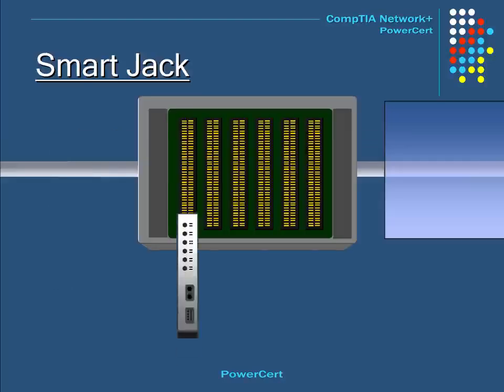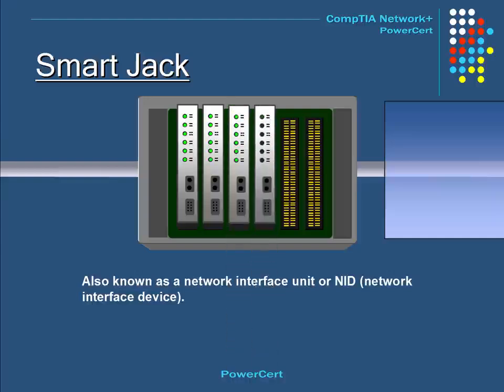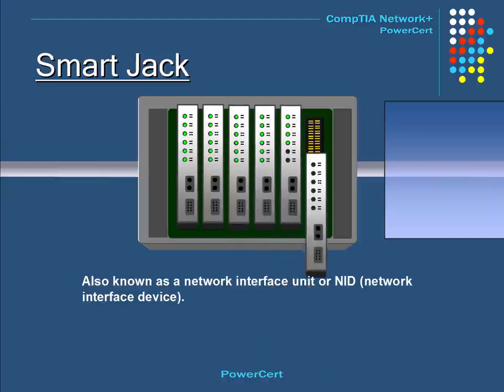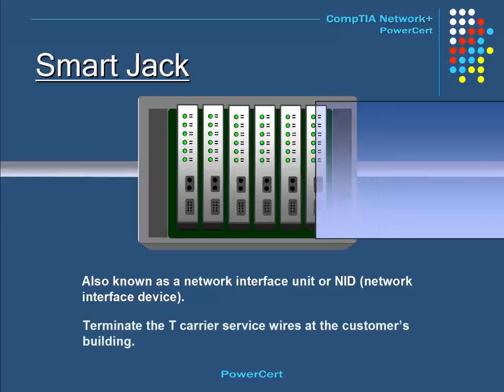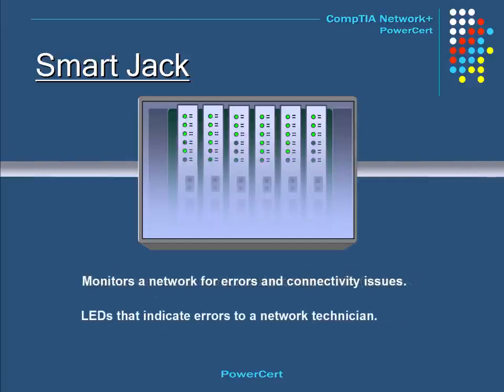A smart jack is also known as a Network Interface Unit, or NIU, and it's often located at the demarcation point, and its job is to terminate the T-carrier's service wires at the customer's building. In addition, smart jacks are used for monitoring a network for errors and connectivity issues. They also have LEDs that indicate errors to a network technician.